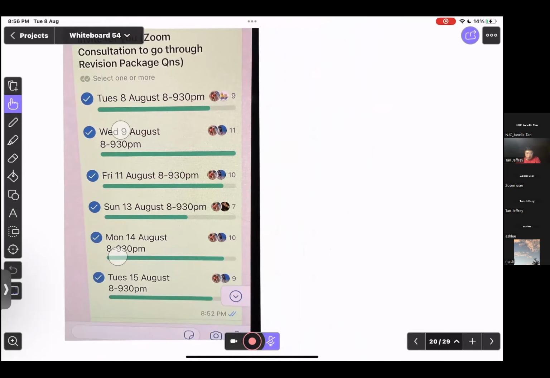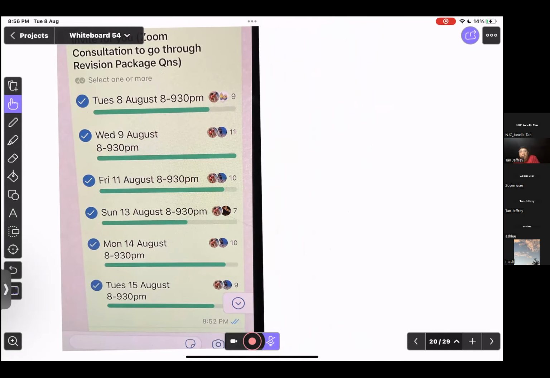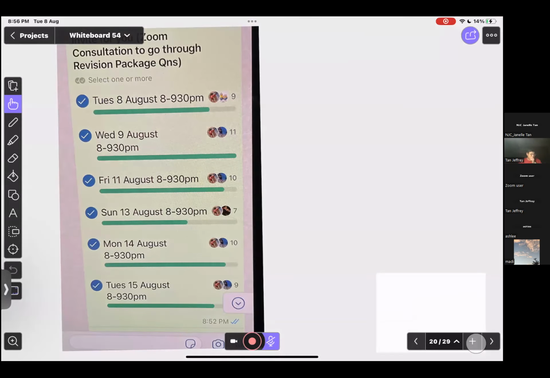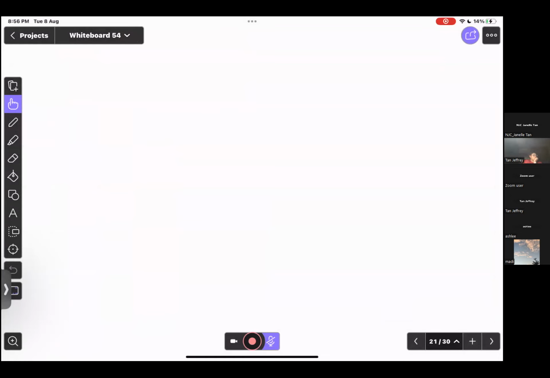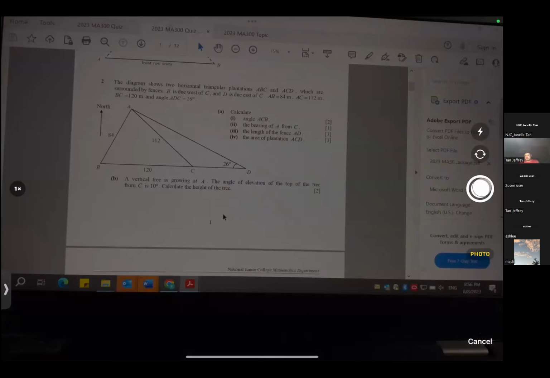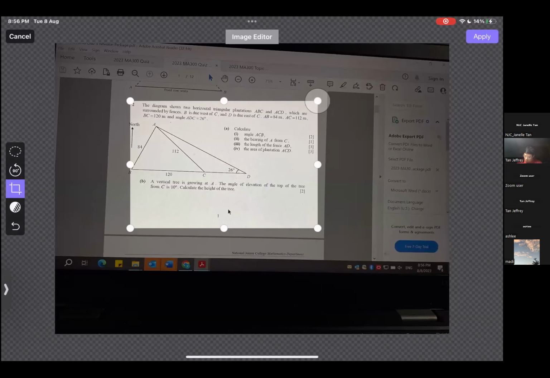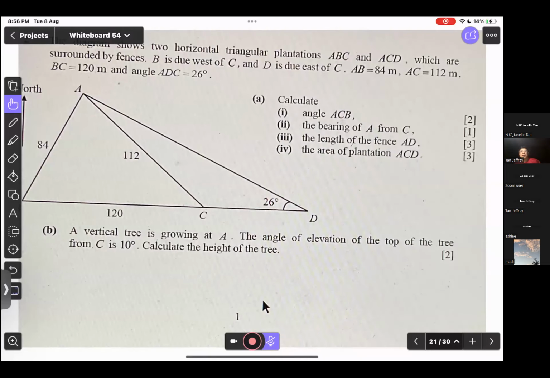Wait, Mr. Tan, there's question 2B of topic 9. It's one of the photos that Jervin sent. I need help with it. Question 2B of topic 9. So it's this one. This one is not hard. This one is not so bad.